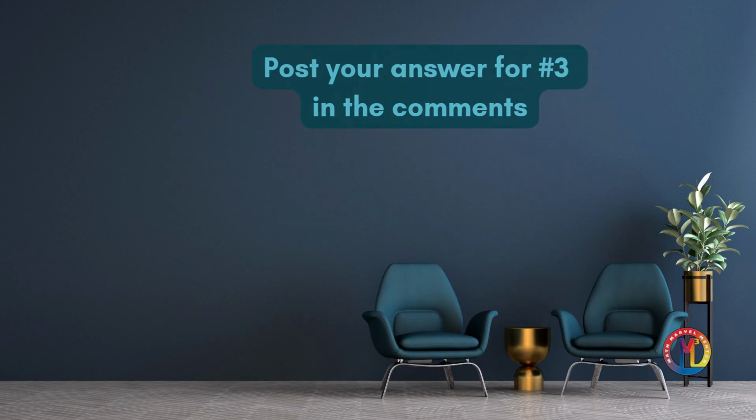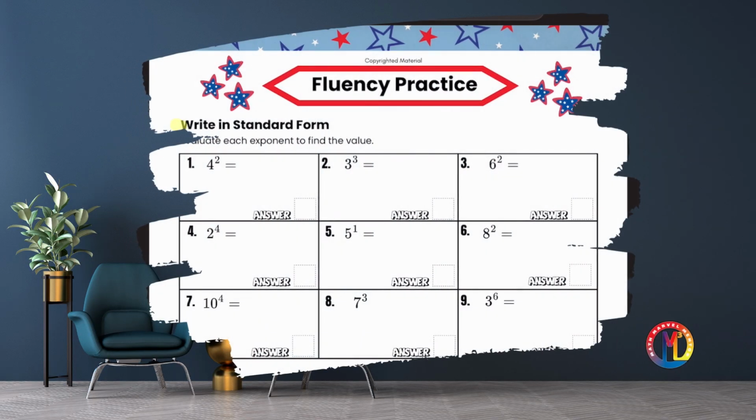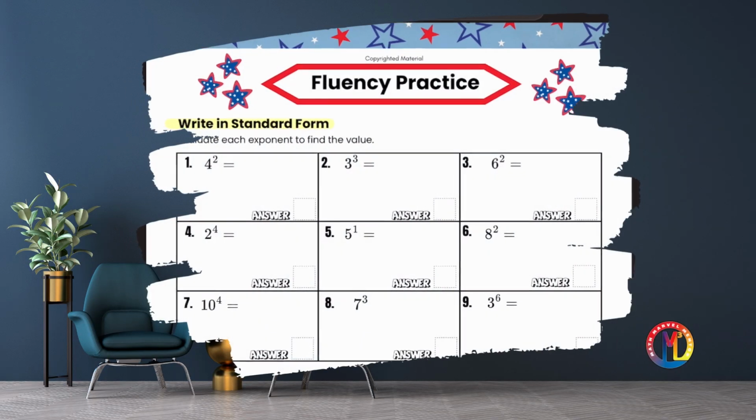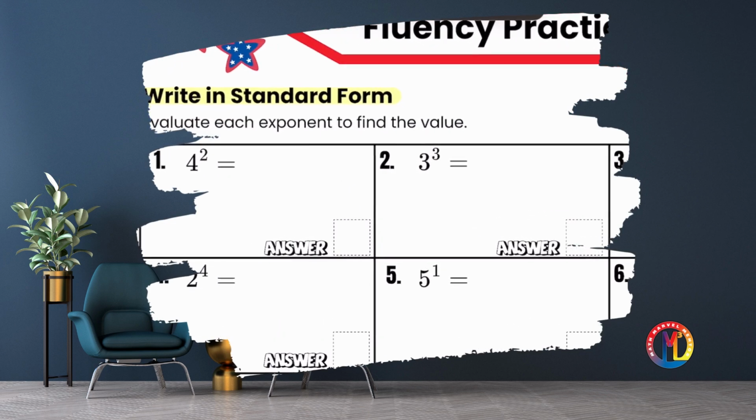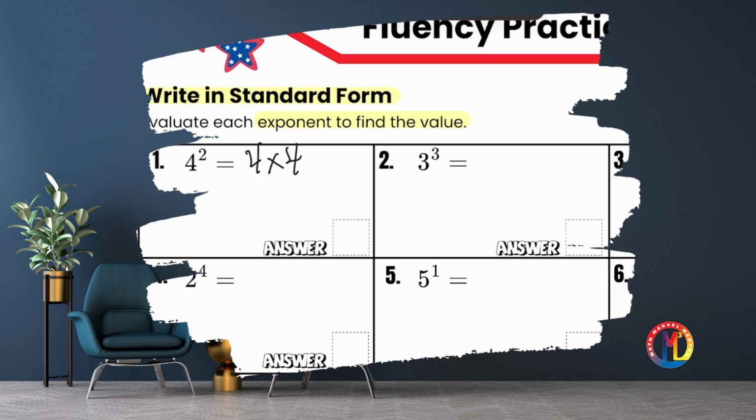Okay, now we are going to practice writing it in standard form. So evaluate each exponent to find the value. Remember, standard form is what is the answer, actually. What does it equal? So on number 1, the base is 4 and I'm multiplying it 2 times: 4 times 4. 4 to the 2nd power, 4 times 4 equals 16. So our answer for standard form for number 1 is 16.